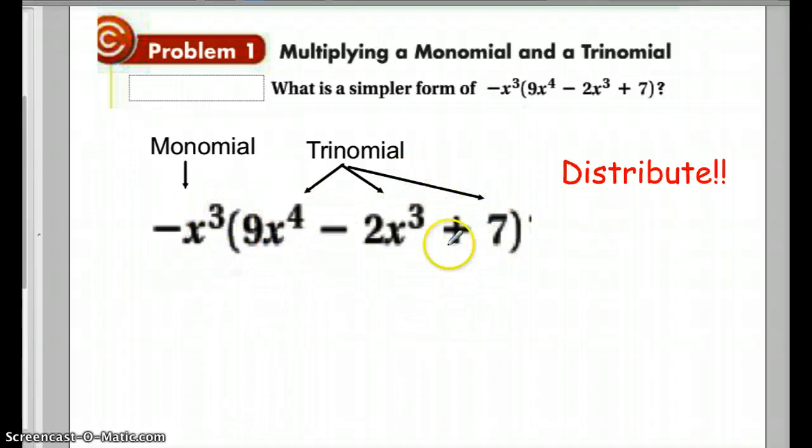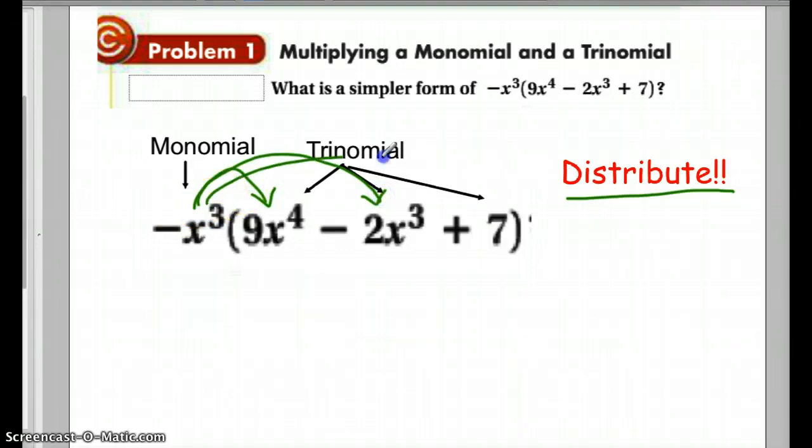And since this is enclosed in parentheses and this is outside the parentheses, this is a classic example of the distributive property. So all we need to do in order to do this problem is to distribute the negative x to the third to all three terms inside the parentheses. And you've been doing this before. So when we distribute, we multiply the outside term by all of the terms inside the parentheses.